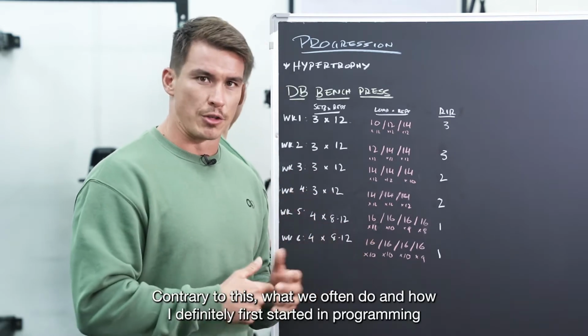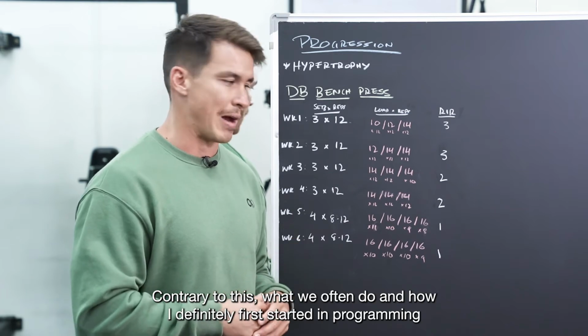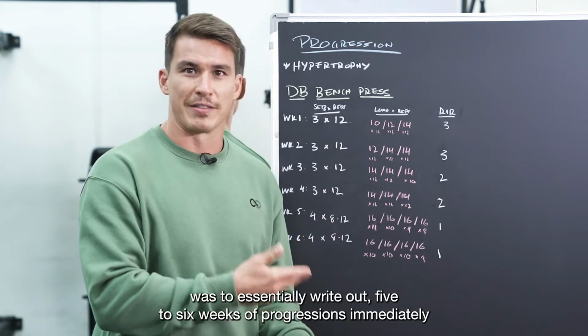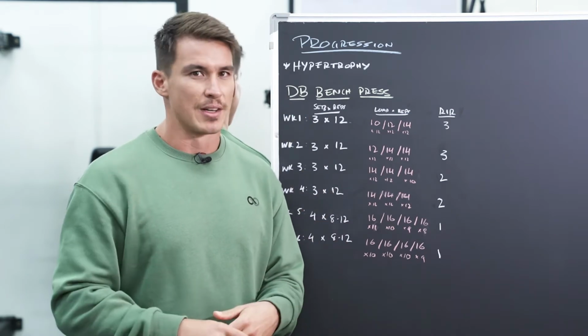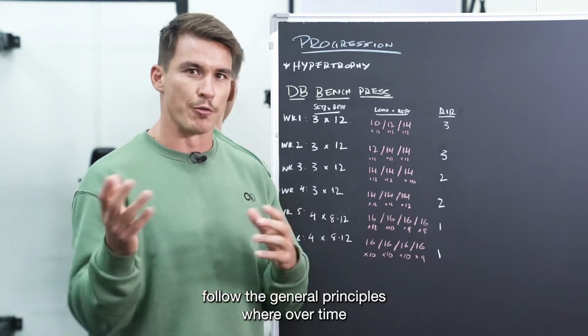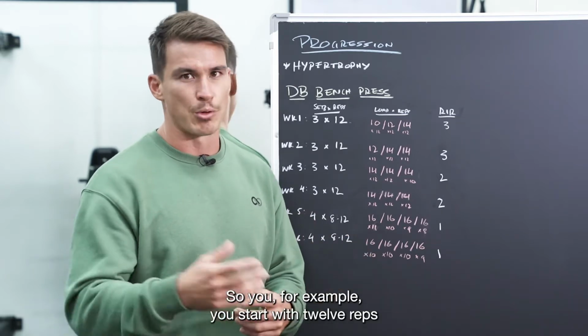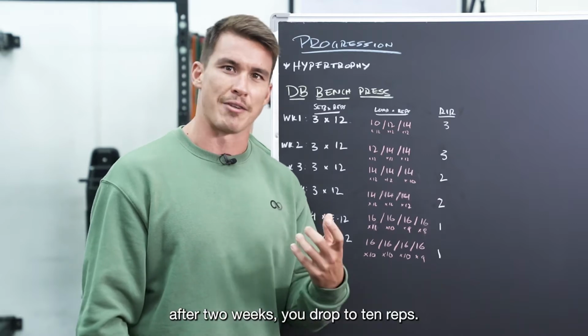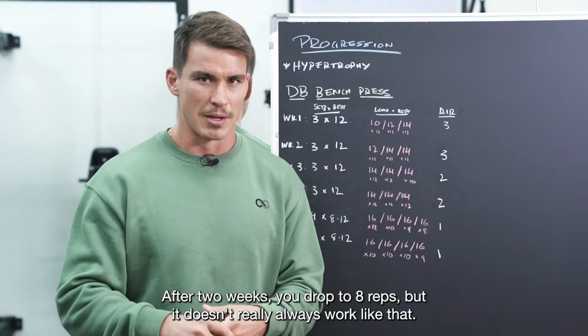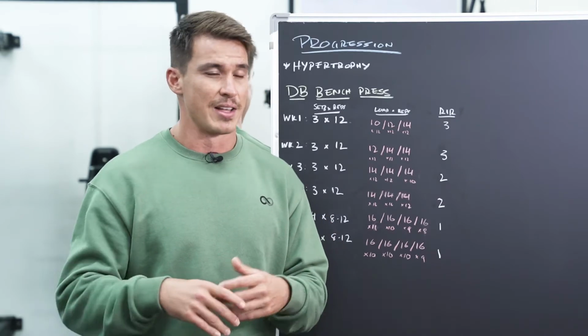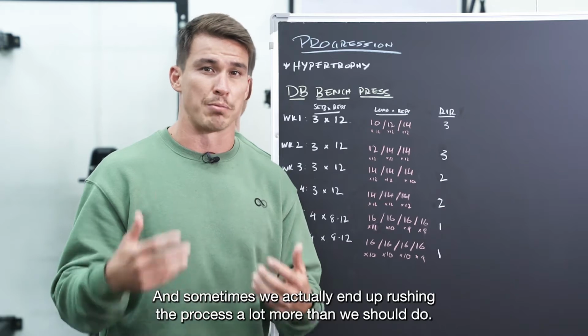Contrary to this, what we often do, and how I definitely first started in programming, was to essentially write out 5 to 6 weeks of progressions immediately, following the general principles where over time we're trying to increase load of an exercise. For example, you start with 12 reps, after 2 weeks you drop to 10 reps, after 2 weeks you drop to 8 reps. But it doesn't really always work like that, and sometimes we actually end up rushing the process a lot more than we should.